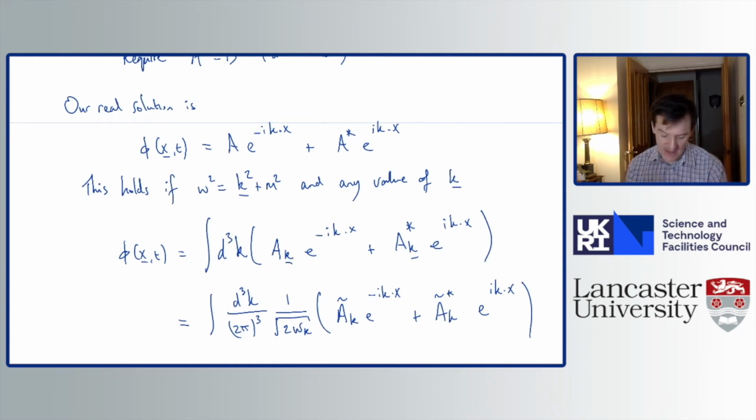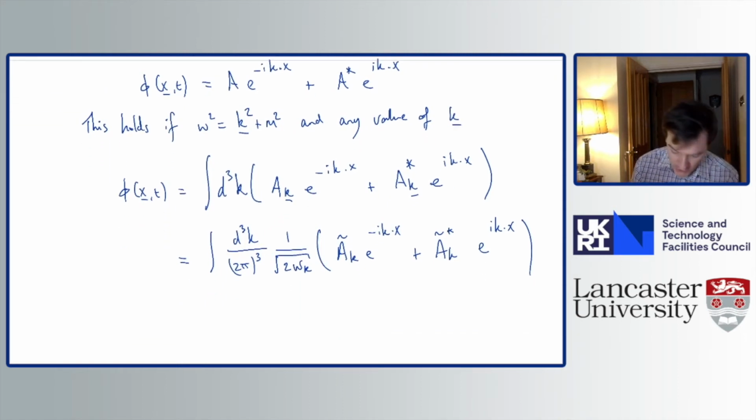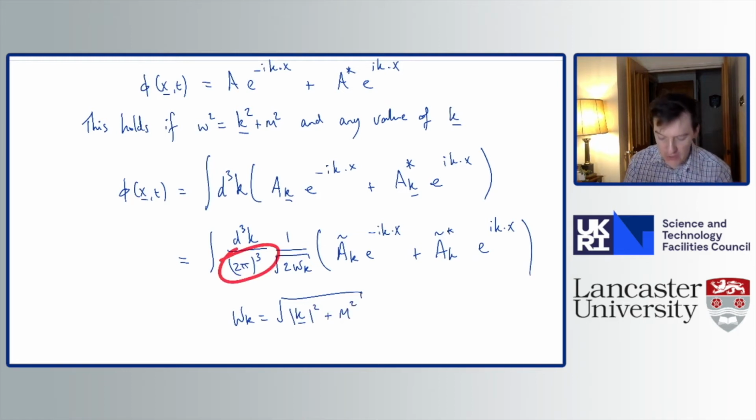So I've got an a tilde. I factored out this factor of 1 over root 2 omega k. And because I'm taking the square root, my omega k I'm going to define to be the positive square root of k squared plus m squared. And I've also got this value 2 pi cubed. We'll see this later. The reason we do this is so that we have a Lorentz invariant integration measure.